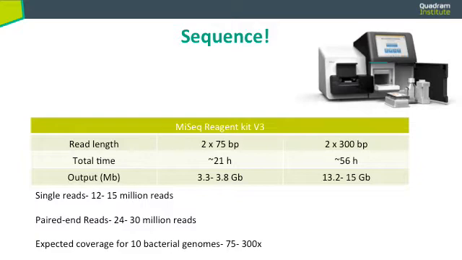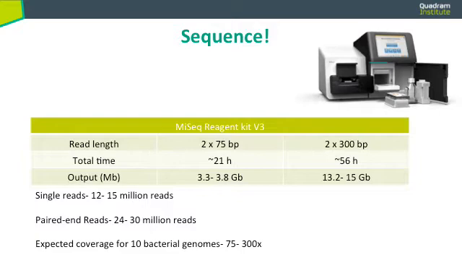And if you have around 10 bacterial genomes that you're sequencing with 2 into 300 base pairs, you will have a coverage of around 75 to 300 times, which means that a particular region in the genome will be sequenced 75 times or 300 times. So if you have 10 bacterial genomes, you will have 75 times the same sequences of that particular region. So you can add more samples, is what I'm saying. This is quite a lot, so you can add more samples.